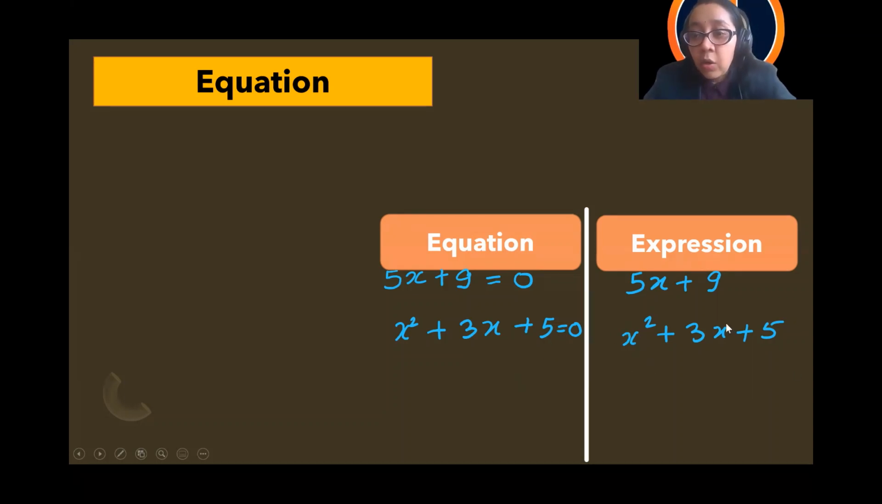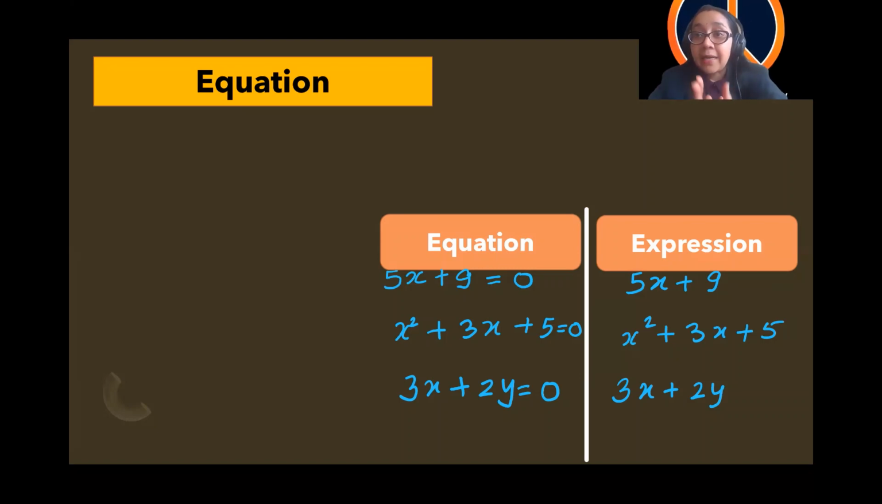And the part which has no equality sign, like x square plus 3x plus 5, is an expression. Similarly, if we write 3x plus 2y equal to 0, it is an equation, whereas if we simply write 3x plus 2y, then it is an expression. So students, I believe that you can now very well identify what is an expression and what is an equation.